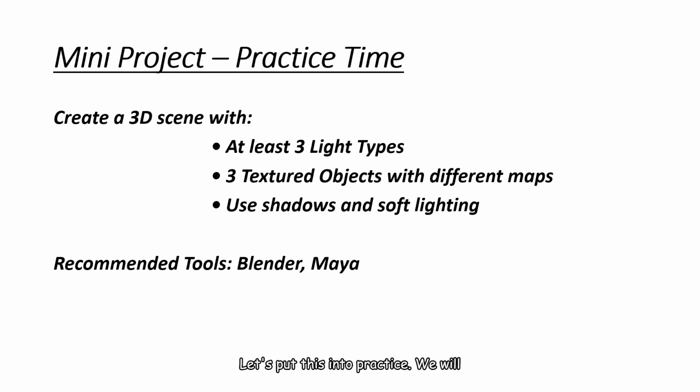Let's put this into practice. We will build a 3D scene using at least three different types of light and apply textures to three distinct objects. By combining shadows, lighting, and texture maps, we aim to create a visually balanced and natural looking composition. Tools like Blender or Maya are perfect for this.